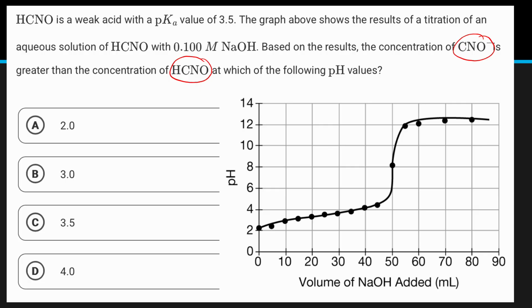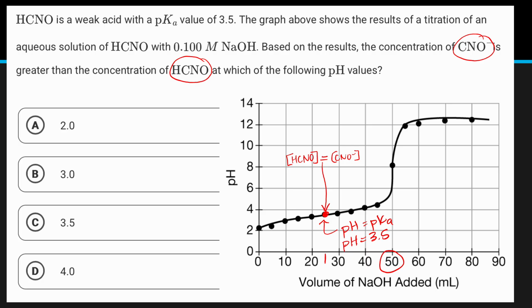And we know at the half equivalence point, since the equivalence point is 50, half equivalence point would be 25. Our pH is going to be equal to our pKa, and our concentration of acid is going to be equal to our concentration of conjugate base. So we know at this point we have a pH of 3.5, and we know our concentration of HCNO is equal to the concentration of CNO-.